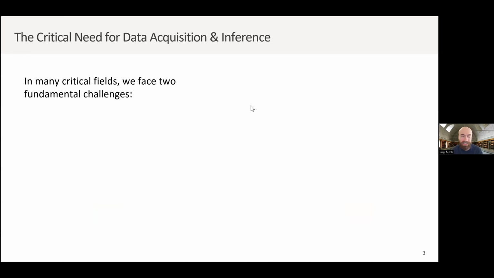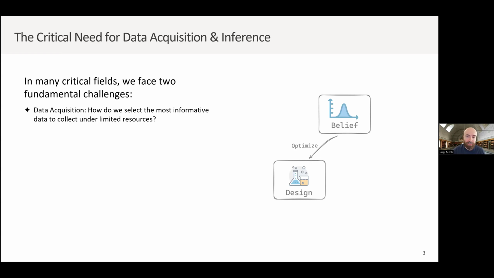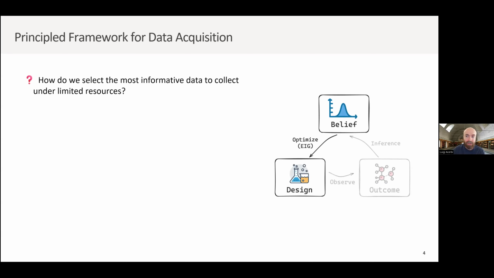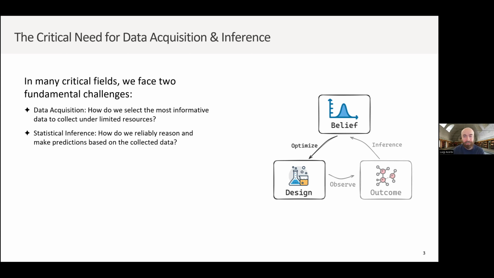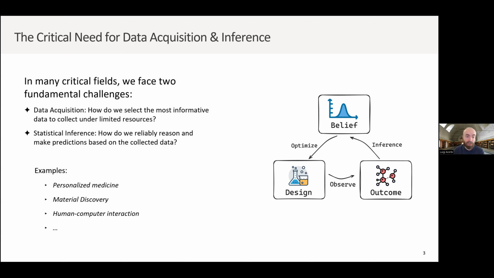The general idea here is that we need both data acquisition and inference. The problem of data acquisition is: how do we select the data which are most informative for the task we want to perform? The problem of statistical inference is: once we have this data, what does this data tell us? What are the conclusions that we can draw? Examples come from medicine, material discovery, and famously there are lots of applications in human-computer interaction and so forth.